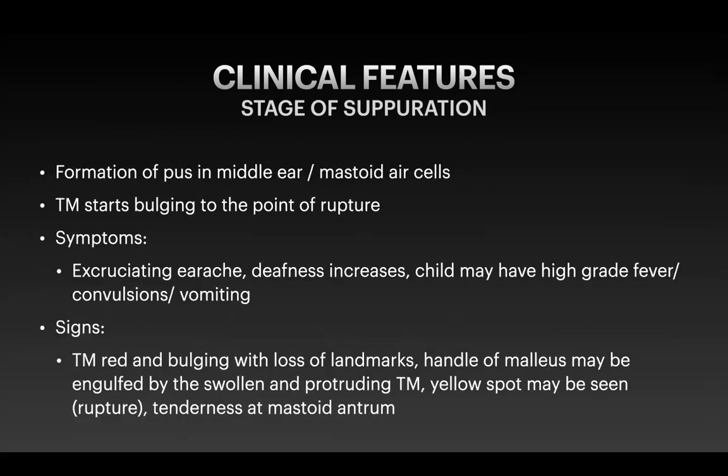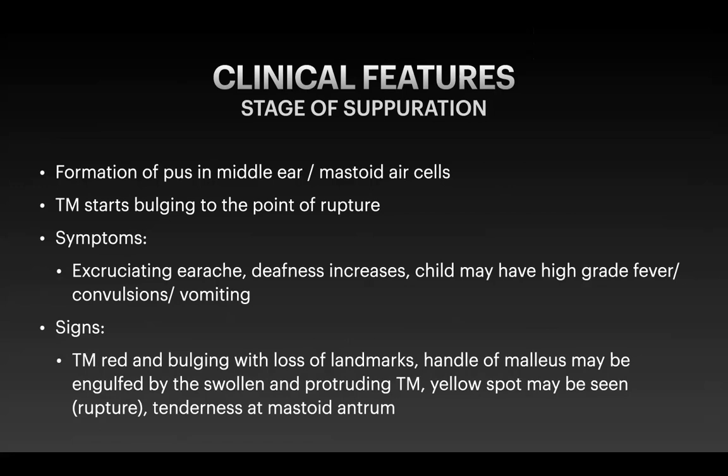In stage of suppuration, there is formation of pus in middle ear or mastoid air cells, where TM will start bulging to the point of rupture. Patient may experience excruciating otalgia, worsening deafness, and children may have high-grade fever, convulsions, or vomiting.